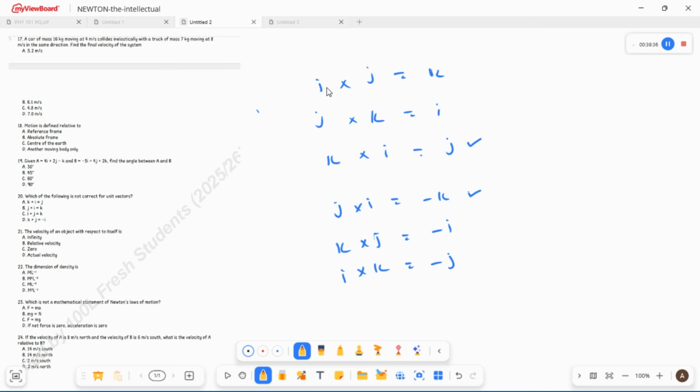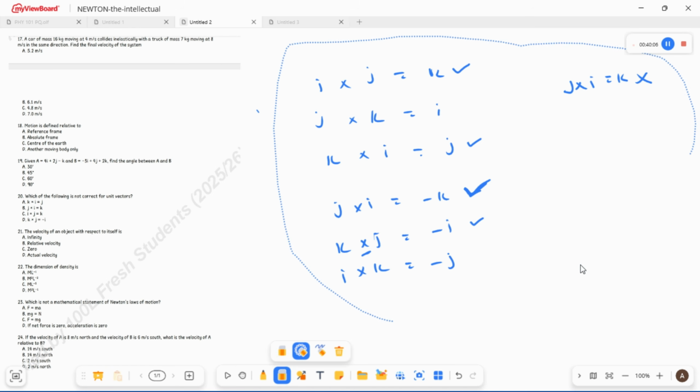Option B is wrong. So let's check option C. We already know that option B is wrong, but let's just check options C and D to see if they are actually correct. Option C says I times J is equal to K, and we can see I times J is equal to K, which is correct. Then option D, we have K times J equals minus I. K times J here is equal to minus I, which is correct. So that means option B is the only one that is wrong, because option B said that J times I is equal to K, which is wrong because J times I is equal to minus K.